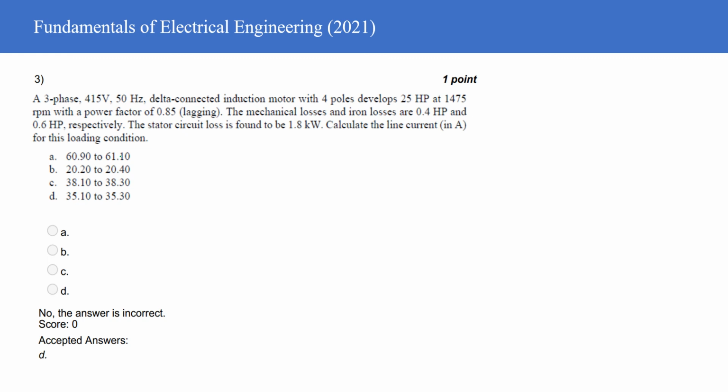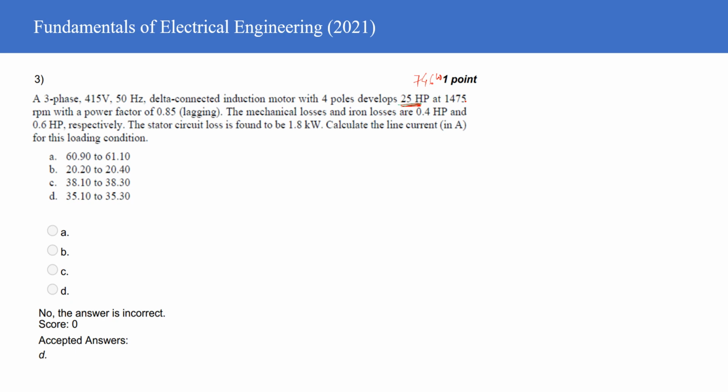So question number 3 is a delta connected induction motor with four poles. It has a shaft power of 25 HP. 1 HP is equal to 746 watt, so you can have your power in watts. The shaft power is given to you, and the rotation speed is given to you. Therefore you can figure out what is the slip of the system.